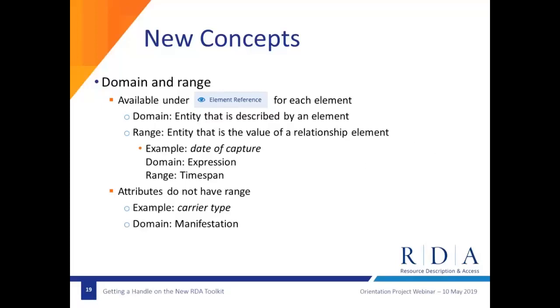And as we mentioned before, attributes are not the same as relationships. They're characteristics, and therefore they don't have a range. So carrier type is only about manifestation. There's nothing else for it to relate to.